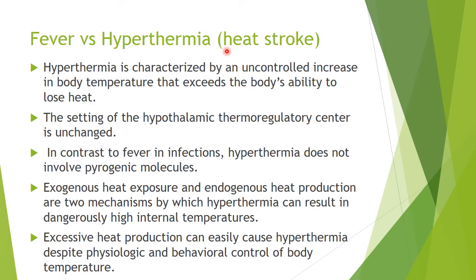Hyperthermia or heat stroke has been covered in another presentation, although it is characterized by an uncontrolled increase in body temperature that exceeds the body's ability to lose heat. The setting of the hypothalamic thermoregulatory center is unchanged. In contrast to fever in infections, hyperthermia does not involve pyrogenic molecules. Exogenous heat exposure and endogenous heat production are two mechanisms by which hyperthermia can result in dangerously high internal temperatures. Excessive heat production can easily cause hyperthermia despite physiologic and behavioral control of body temperature. This is essentially heat stroke.